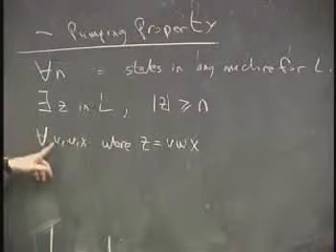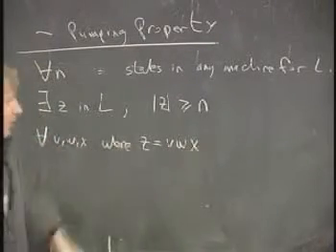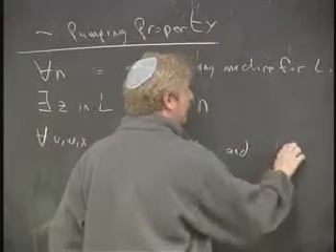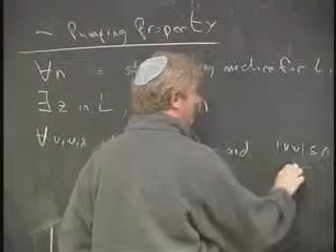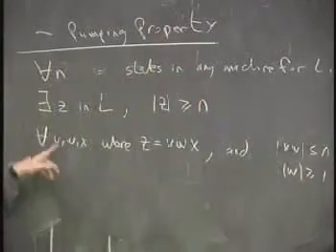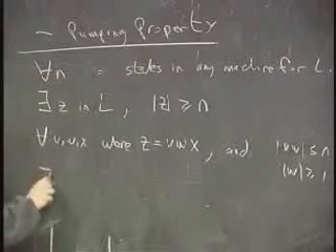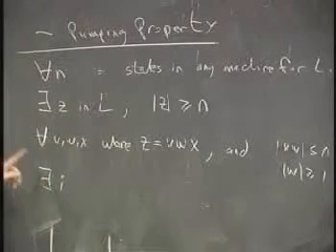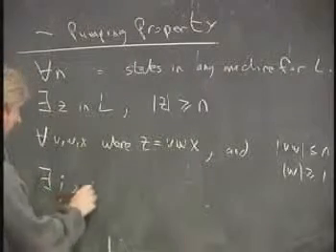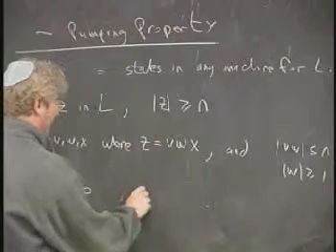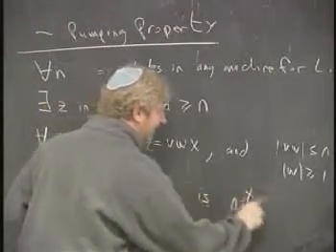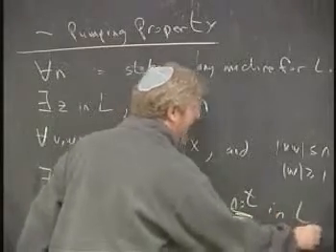Okay, so for every single way to split it up, where z equals vwx, and there's conditions on this, and vw is less than n, w greater than 1, same conditions as before. For every single way to split it up, there exists some I. You're going to have to exhibit some number bigger than or equal to 0, such that vw^i x is, and finally, not in L.